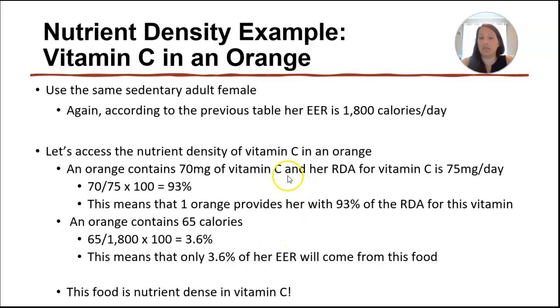So we'll compare these two numbers. 93 is greater than 3.6, right? So the amount of nutrients, right, coming from this orange for vitamin C, the amount of her daily recommended, right, for vitamin C is much higher than the calories coming from it. And so yes, this is definitely a nutrient dense food for vitamin C specifically.